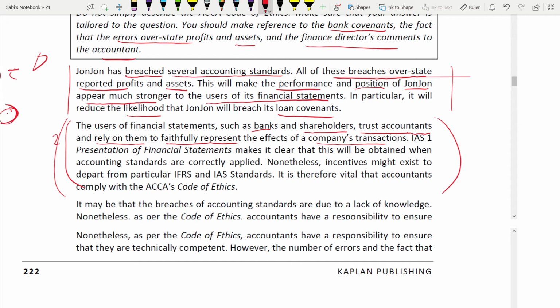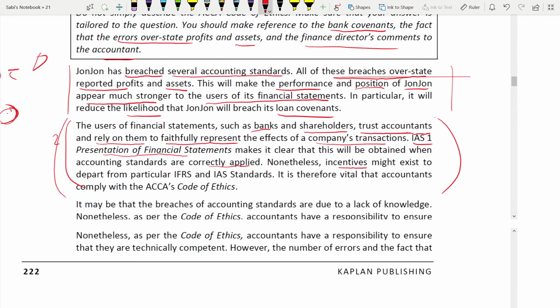Okay, IAS 1. They're talking about IAS 1, because it is about presentation of financial statements. What does IAS 1 say? It makes it clear that this will be obtained when accounting standards are correctly applied. You have to talk about IAS 1 because here they are not doing it. That means they are not following the accounting standards correctly. Nonetheless, incentives might exist to depart from them.